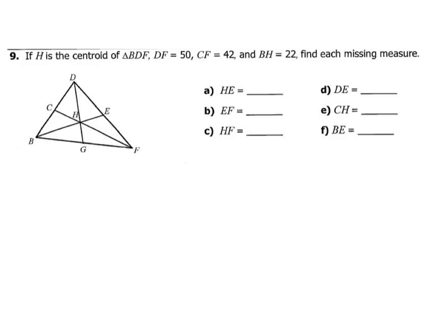So for those of you who did try this one on your own, you paused it and tried it, you should have gotten that HE is 11, EF is 25, HF is 28, DE is 25, CH is 14, BE is 33. All right, so if you didn't try this one, that's okay because it's so similar to number 7. If you did, there's the answers to number 9. All right, so we're going to keep moving forward.